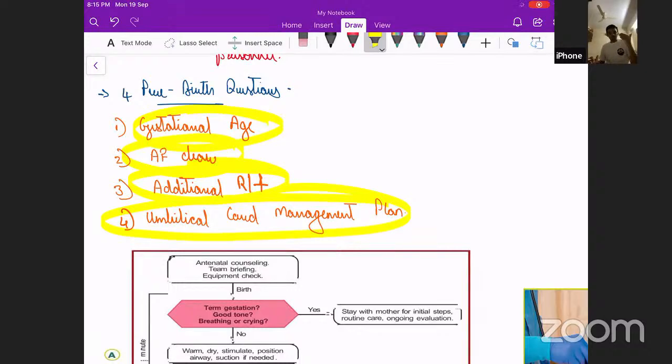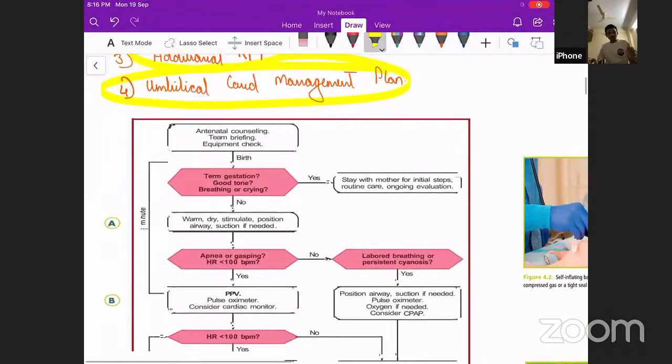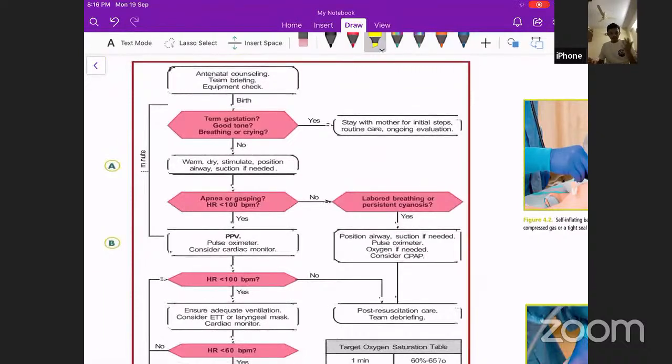So once you are trained in NRP, you go into the labor room, you ask these four pre-birth questions. Okay, next you receive the baby. Birth of the child has taken place. Fine. So as we already know, diamond stands for assessment and rectangle stands for action. Okay, first you'll have to assess. What are the three things which you're going to assess? Whether the child is term or not, whether the child is having good universally flexed tone, whether the baby is crying or not, or for that matter, even if it's not crying, whether the baby is breathing or not.